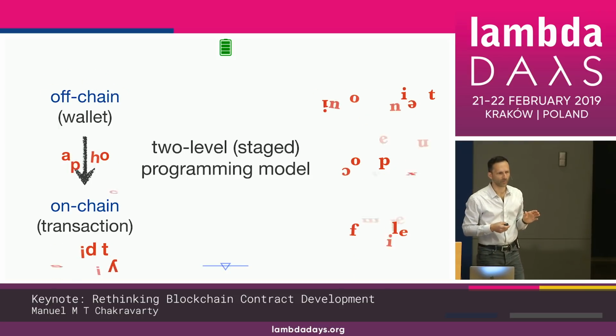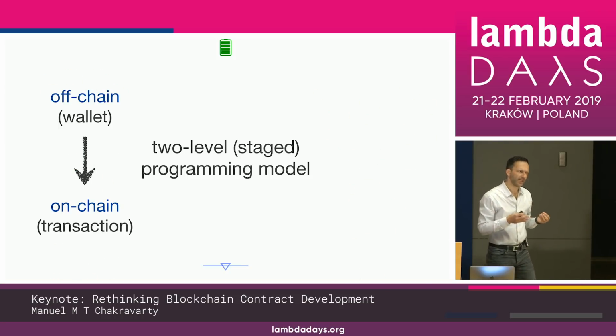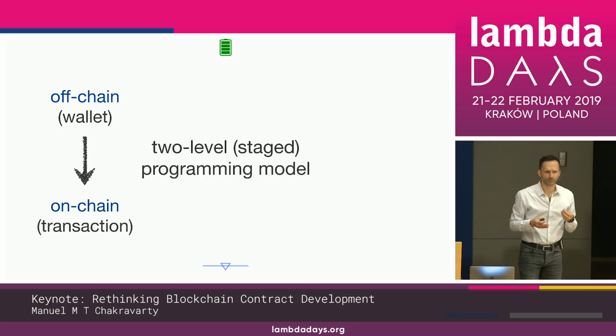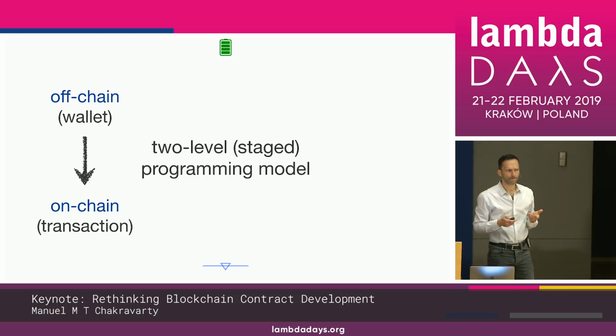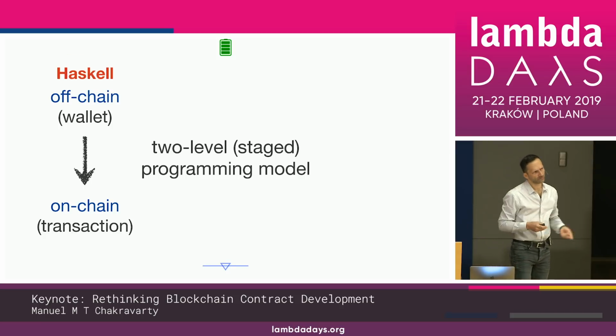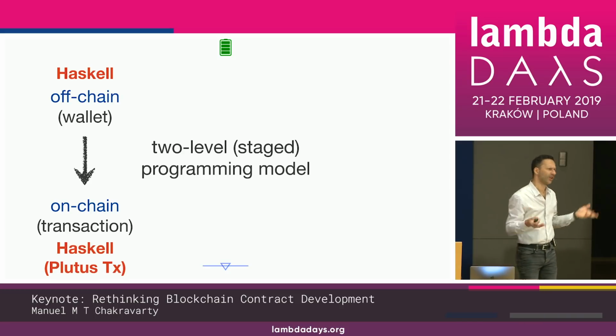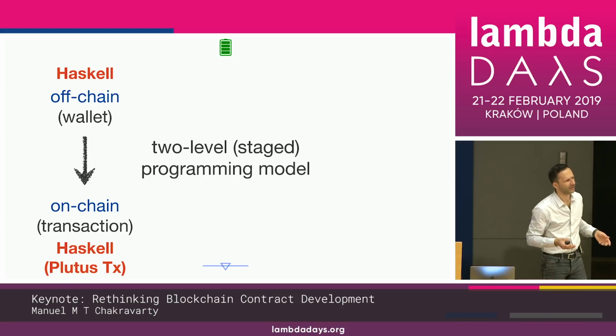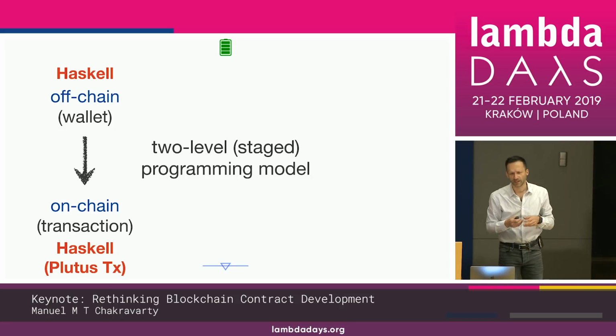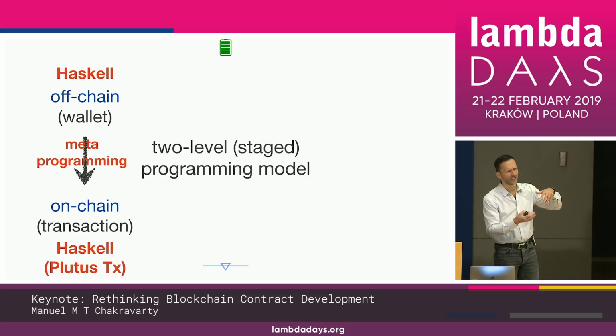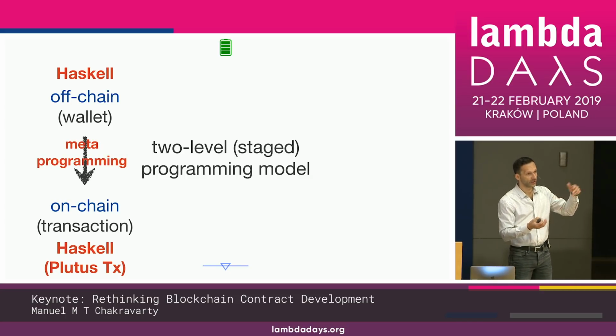So we thought, no good. We'll do something more principled. Realizing it's a two-level programming problem, let's use some more powerful programming language. So the off-chain programming, let's do that in Haskell. And you know what? The on-chain program, let's do it in Haskell as well. Well, actually in a subset of Haskell, but Haskell. And then we use meta-programming instead of some weird JSON protocol to connect the two.